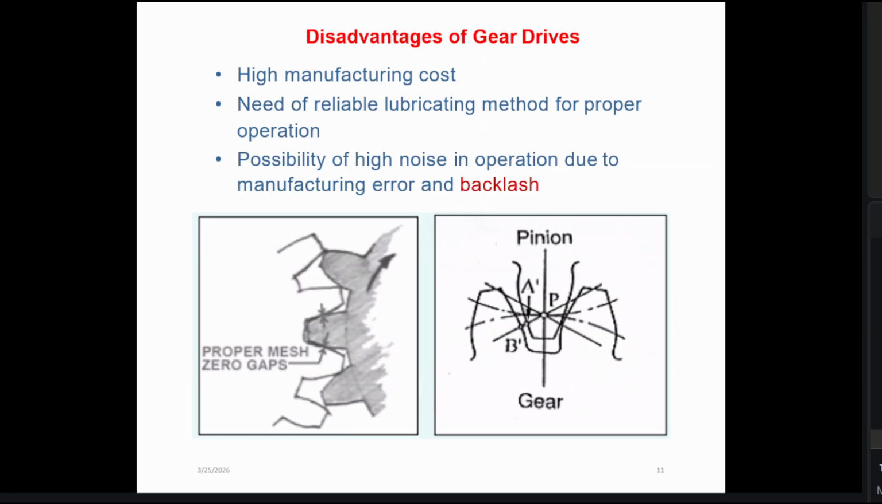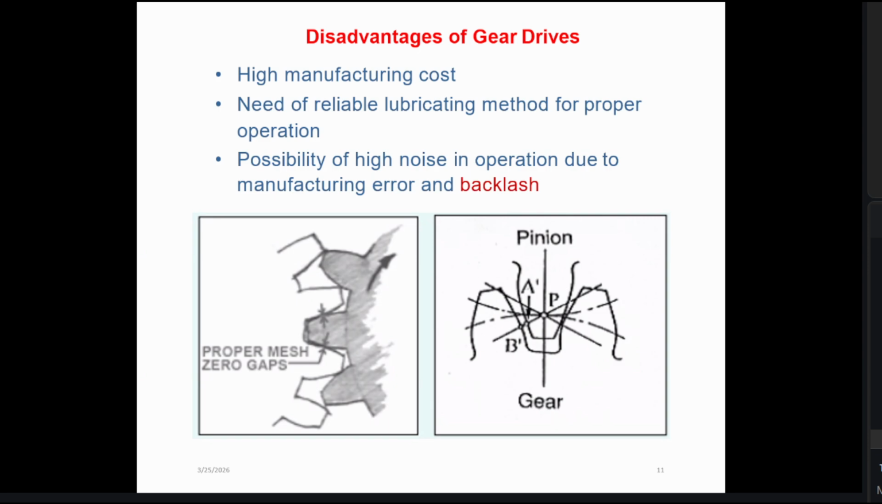Yes, then second point, need of a reliable lubricating method for proper operation. Lubrication is a key factor there to reduce the wear in between tooth profiles. Yes, possibility of higher noise in operation due to manufacturing error and the backlash. Right, and also we need to maintain correct center distance as well.